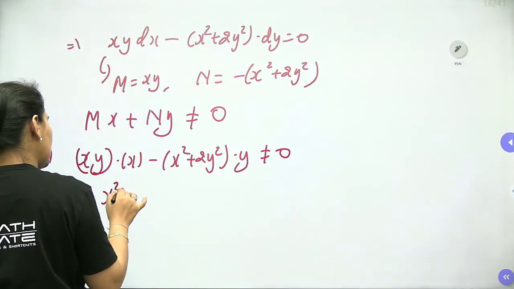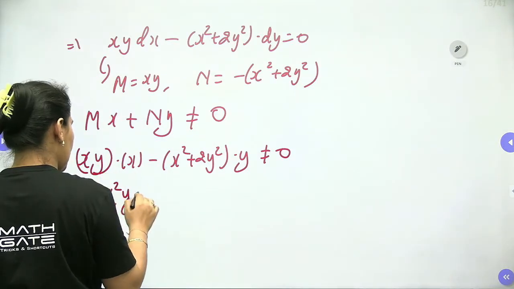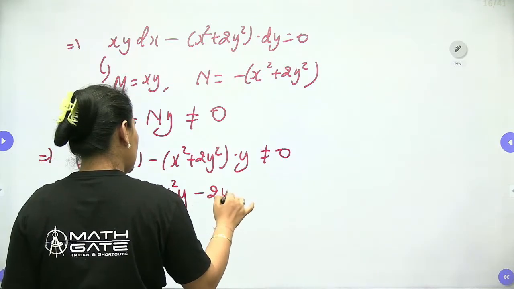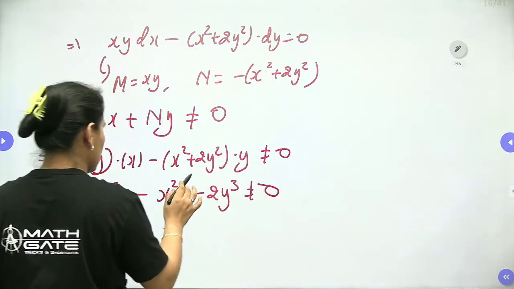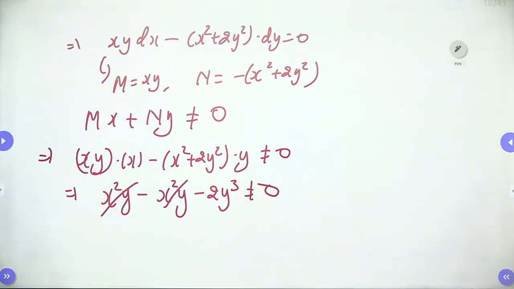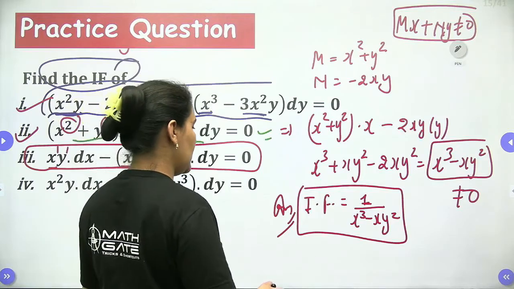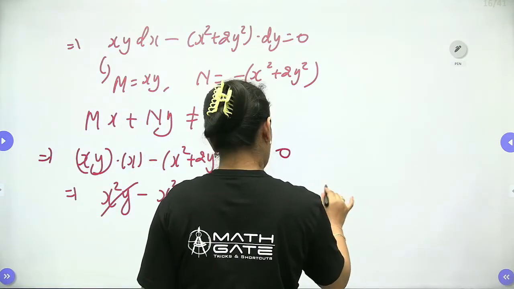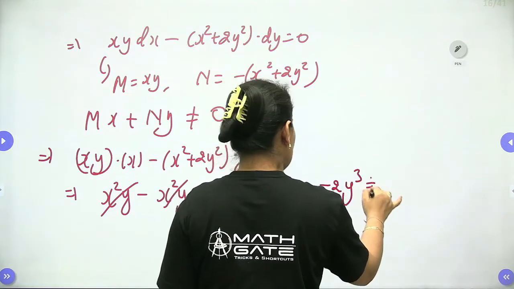When we approach it, it will be x square y minus x square y and minus 2y cube, which is not equal to 0. X square y and x square y will be cancelled out, my dear students. So you will get here minus 2y cube, which is not equal to 0.